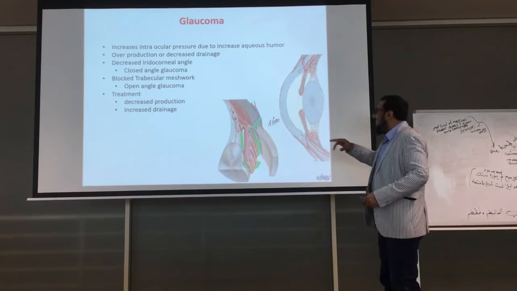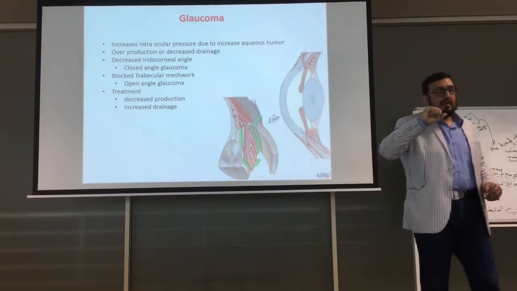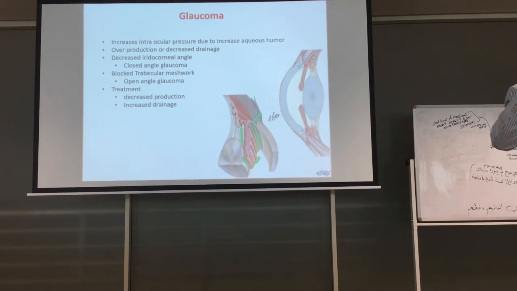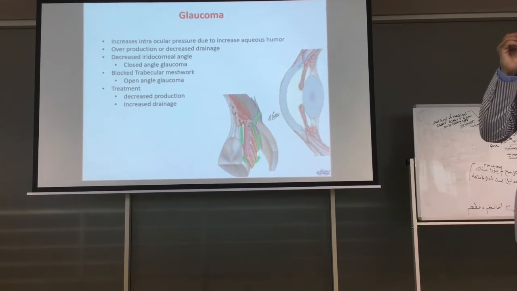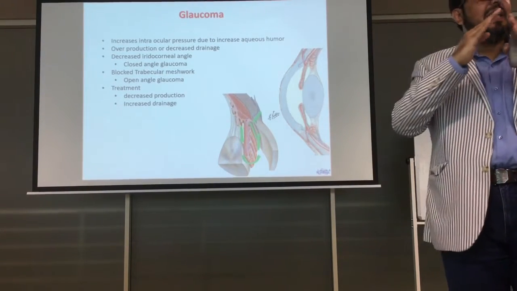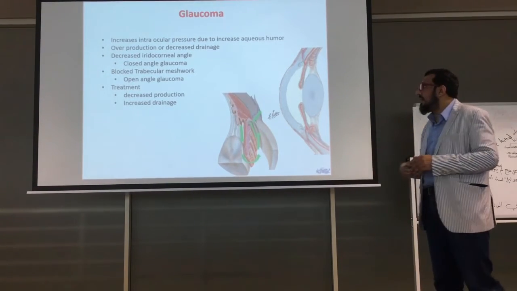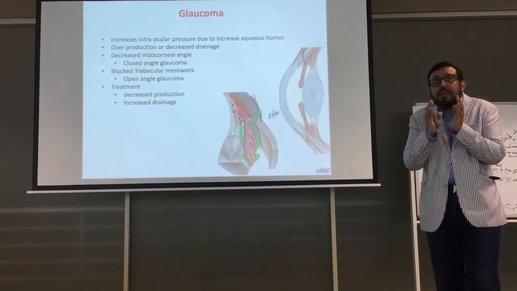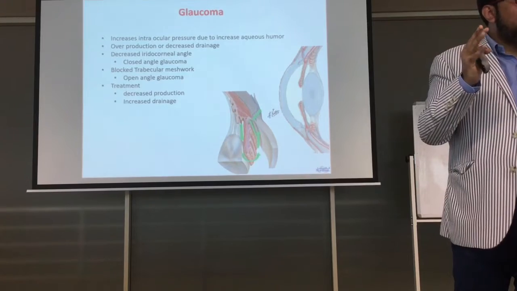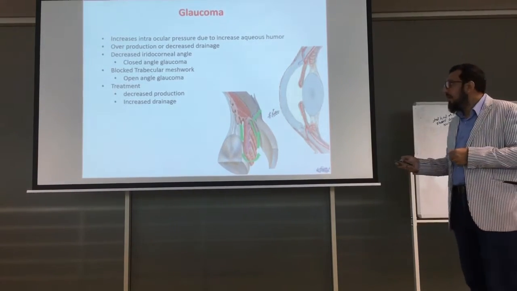Okay, fine. The other possibility is that the trabecular meshwork itself gets blocked or narrows down. In that case also, there will be a complete blockage, but the angle will be open, and this kind of glaucoma is called open angle glaucoma. This glaucoma will be dealt with in detail by Dr. Dilip when he deals with the drugs affecting and treating glaucoma. Okay.